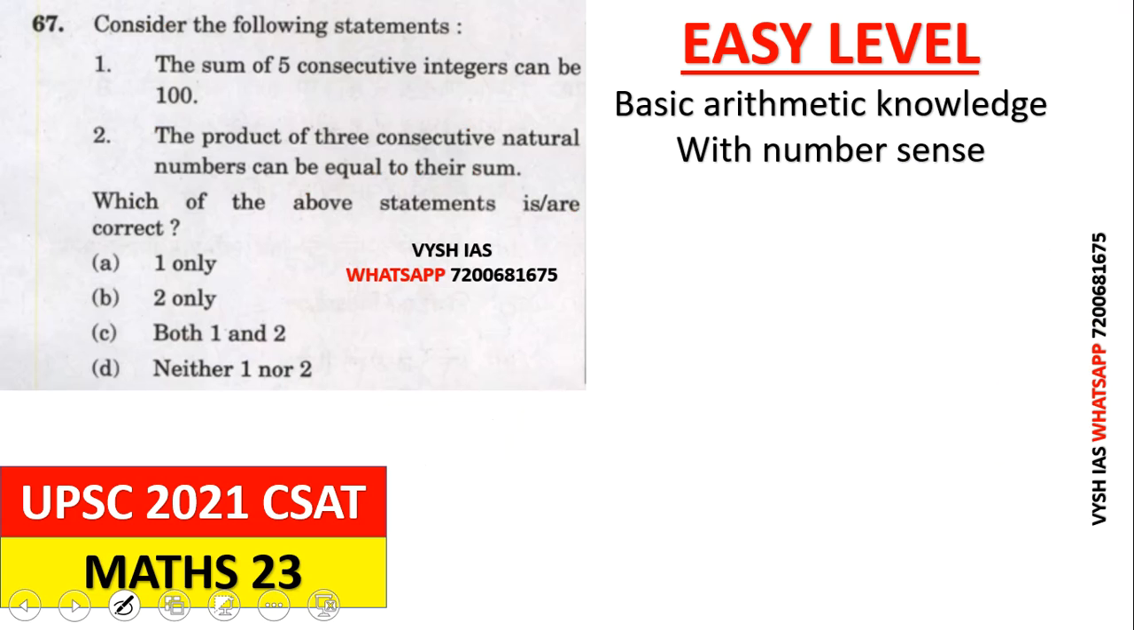Now again, reasoning type question. The sum of 5 consecutive integers can be 100. Okay, the sum of 5 consecutive integers, they're asking you, is it true or not? Which of the statements are correct? So what do you think? Sum of 5 consecutive back-to-back numbers, 1, 2, 3, 4, 5, if you add, will it come 100? Any numbers. So for this type, what you have to do is, 5 and 100 they are giving, no. So which 5 numbers when you add, you will get 100?